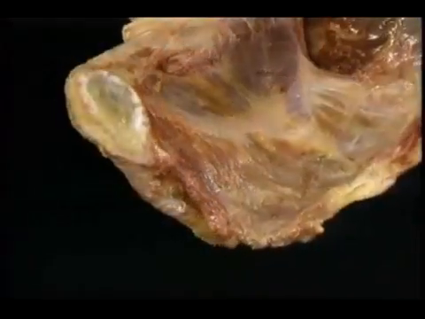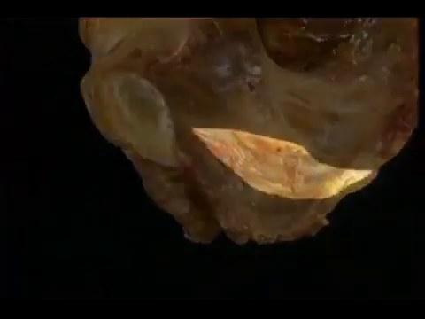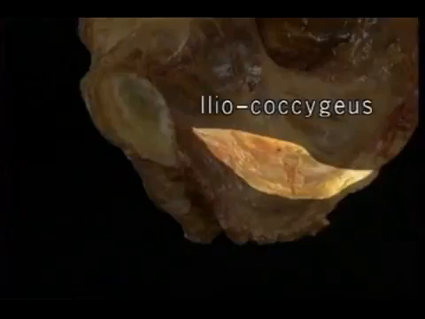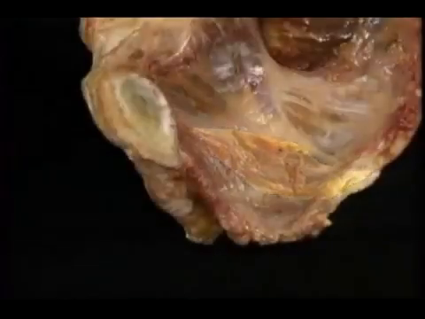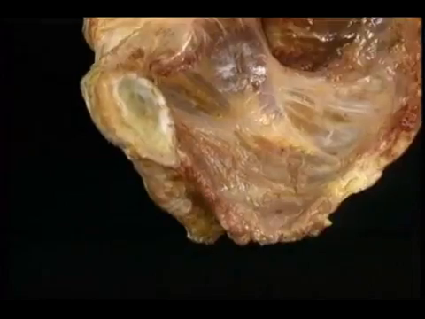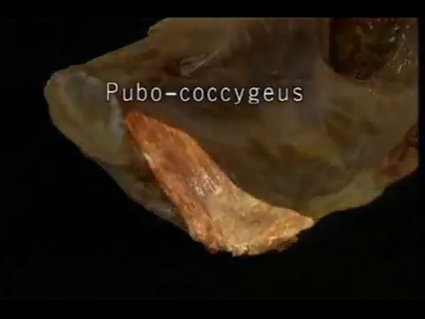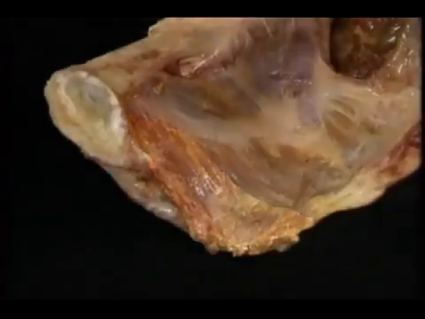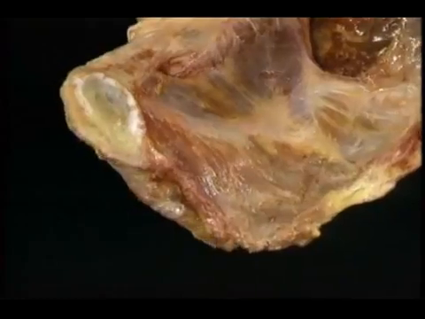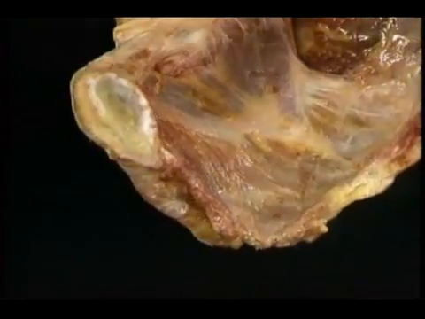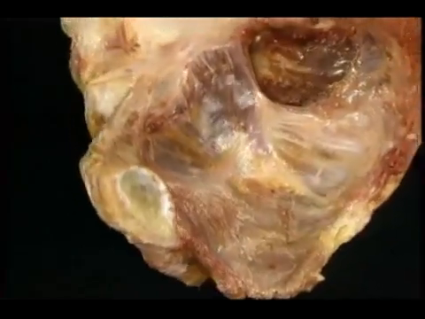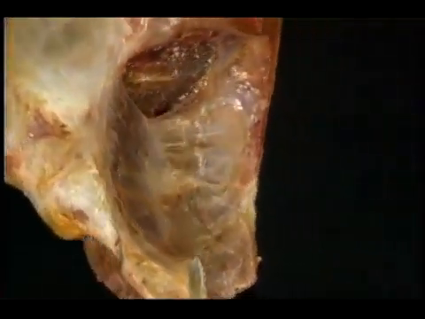The levator ani is described as having a number of parts, which are named as though they were separate muscles. Unfortunately, the names of these parts are somewhat irrational. This part of levator ani is known as iliococcygeus. Iliococcygeus is very thin. This part is pubococcygeus. It's much more substantial. Pubococcygeus is subdivided further in ways that we won't go into. Now that we've looked at one levator ani muscle, let's look at the two of them together.